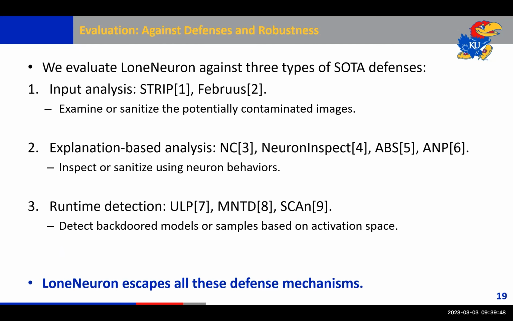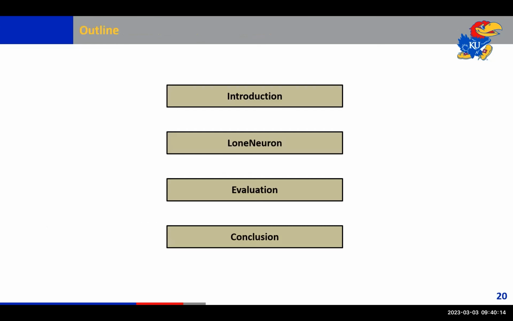We also evaluate our attacks against all kinds of defenses and robustness measures in the state of the art. We selected three different groups: input analysis, which examines the polluted images; explanation-based analysis, which inspects the neural network's behaviors; and runtime detection, which detects malicious samples based on activation states. And our attack evades all of them.